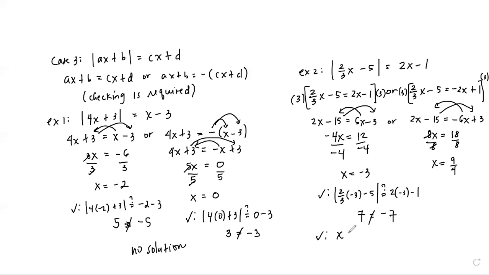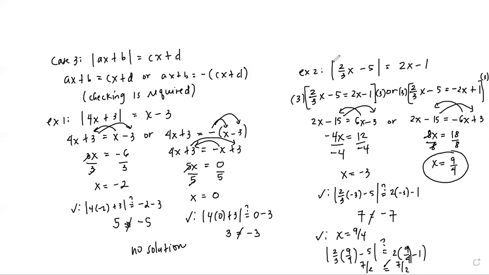And then for the second solution, we have x is equal to 9 over 4. So substituting this value into the original equation, we get the absolute value of 2/3 times 9 over 4 minus 5 is equal to 2 times 9 over 4 minus 1. So the left side, 2/3 times 9 over 4 will be 3 times 2, 6 over 4. So 3 over 2 minus 5, that will be negative 7 over 2. So the absolute value of negative 7 over 2 is positive 7 over 2. Now for the right side, 2 times 9 over 4 is 9 over 2. And then we have minus 1, which is 7 over 2 as well. So in this case, x equals 9 over 4 is the only solution of this equation.